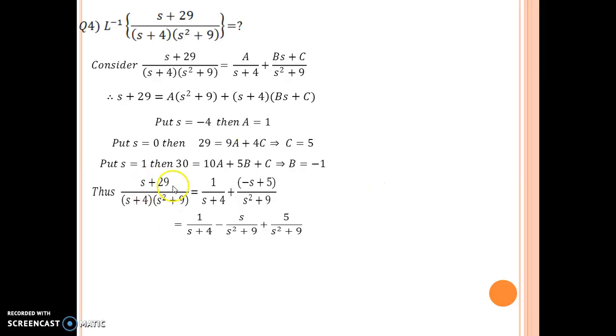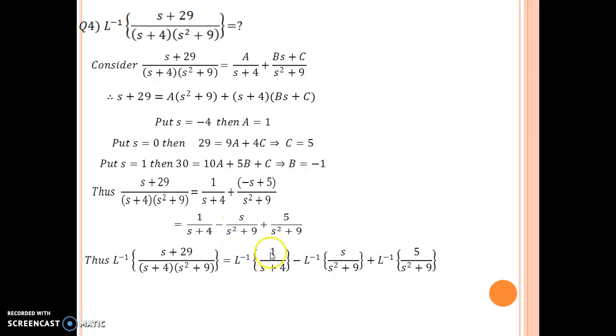So you write your given fraction in this manner. Now you take inverse Laplace on each of the terms, operate inverse Laplace on both sides. The inverse Laplace operator is a linear operator. Simplify for the inverse Laplace of each of the terms. You obtain e raised to minus 4t as the inverse Laplace of 1 over s plus 4. Similarly, for s over s square plus 9, that is minus cosine 3t, and for the inverse Laplace of 5 over s square plus 9, you adjust with multiplication of 3 divided by 3 and you obtain sine 3t.